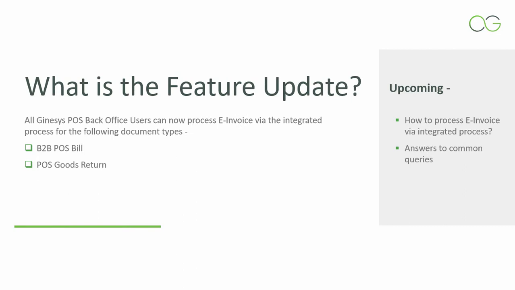What is the feature update? Well, now we can process e-invoice via the integrated process from Genesis POS itself for the following document types: B2B POS bill and POS goods return.